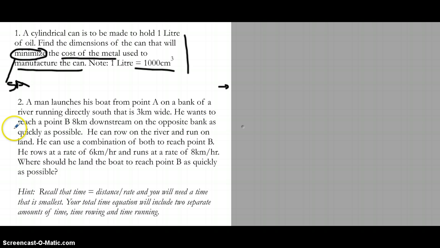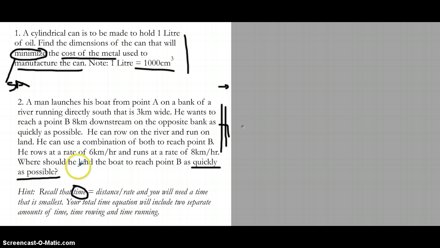But the goal is to get this guy across a 3-kilometer wide river that runs up and down, runs north-south, and he can both row and run. So he's going to row across the river, but then run part of the way. Okay, so there are 2 rates going on here that you will need, and the reason you need those is because we want to know how much does he run, how much does he row in order to get there fastest, as quickly as possible. So that's talking about time.